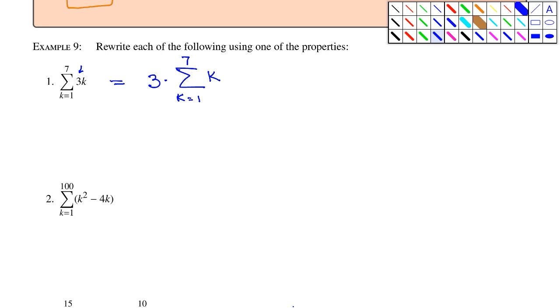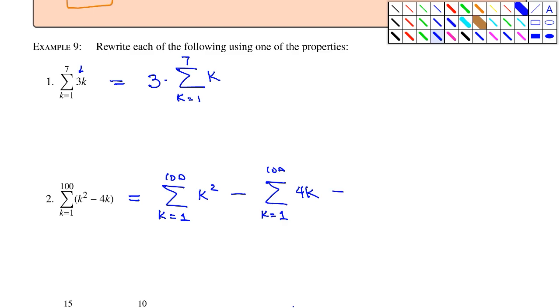the distributive property. The second one, the sum as k goes from 1 to 100 of k squared minus 4k. So the first thing is I can split it up over subtraction. So we get the sum as k goes from 1 to 100 of k squared minus the sum as k goes from 1 to 100 of 4k.